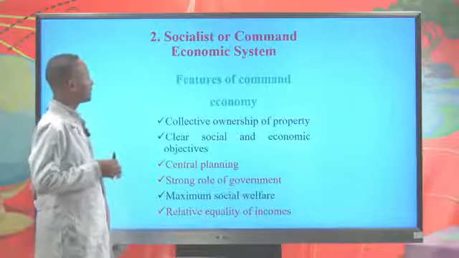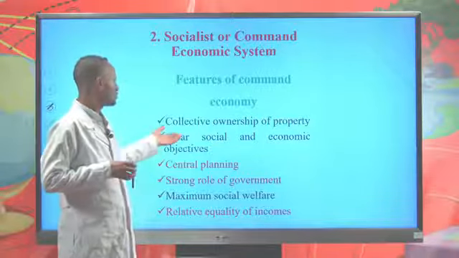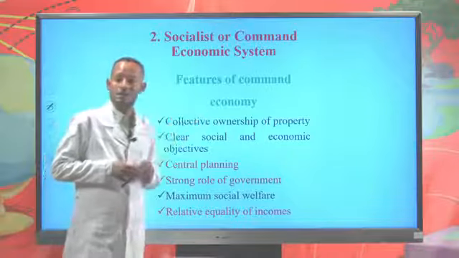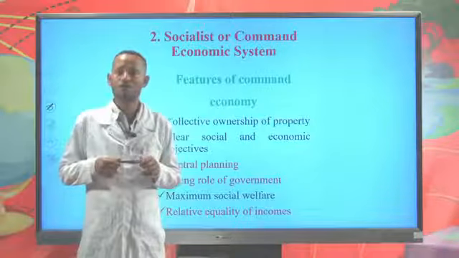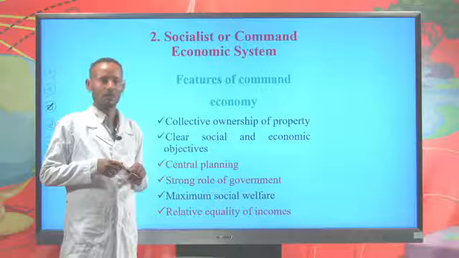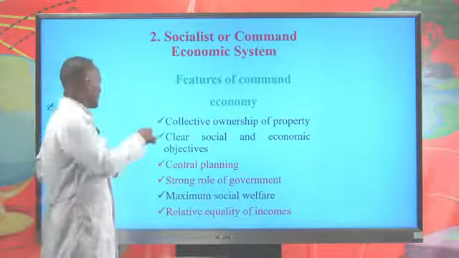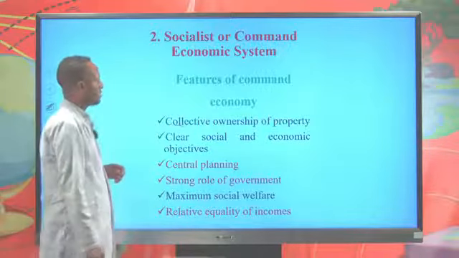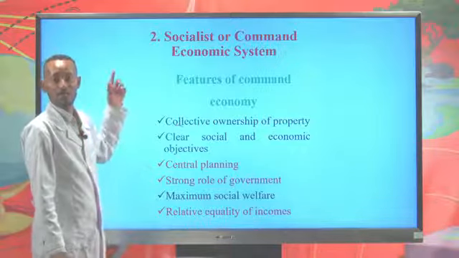Now let's see the socialist or the command economic system. The major feature is collective ownership of property. That means this is an economic system in which the major means of production or distribution of resources are mainly owned and controlled by the government. That means the government has a strong role in the command economic system. So there is collective ownership of property in the command economic system, but there is the right to own private property under the capitalist economic system.